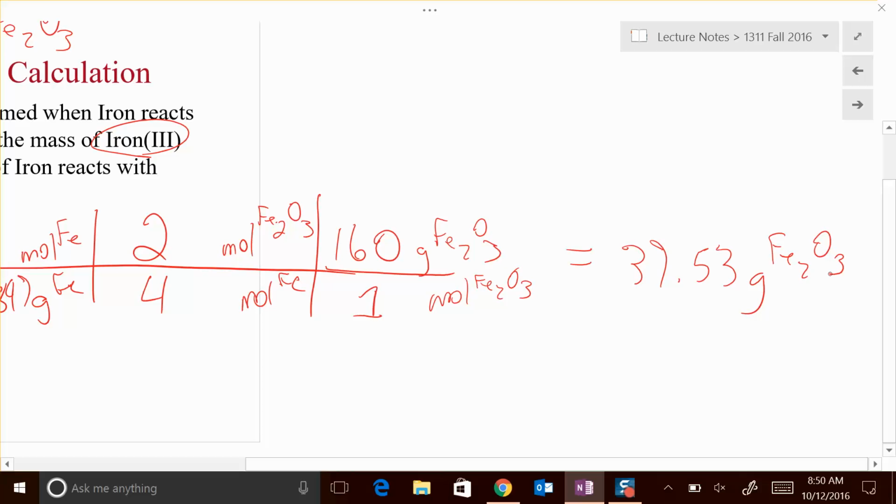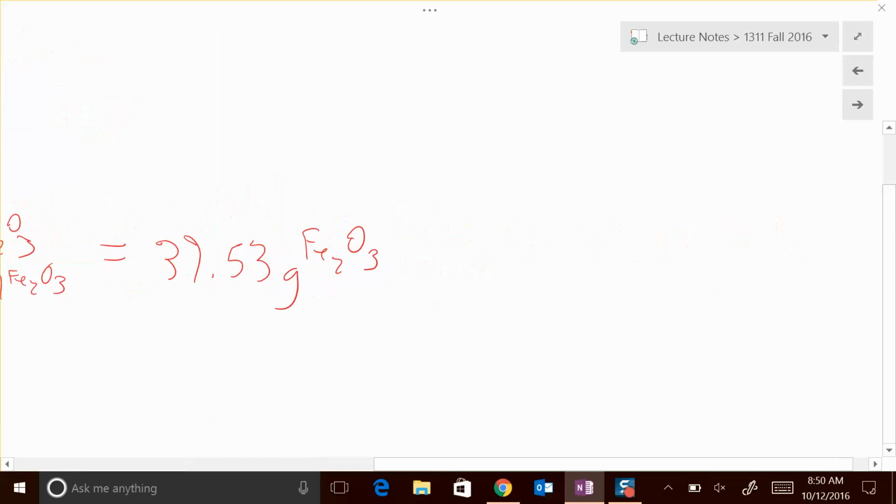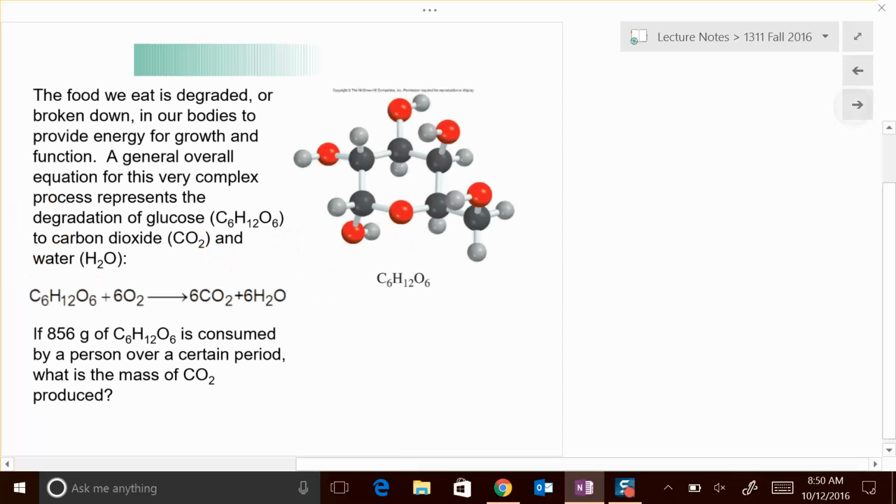So theoretically, from 26.25 grams of iron, I would produce 37.53 grams of iron(III) oxide. Okay? That's a theoretical yield. That is not my actual yield, just a theoretical yield.